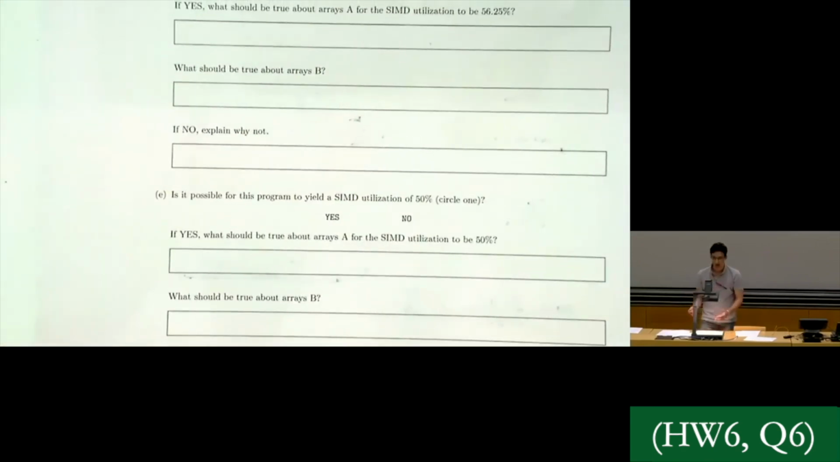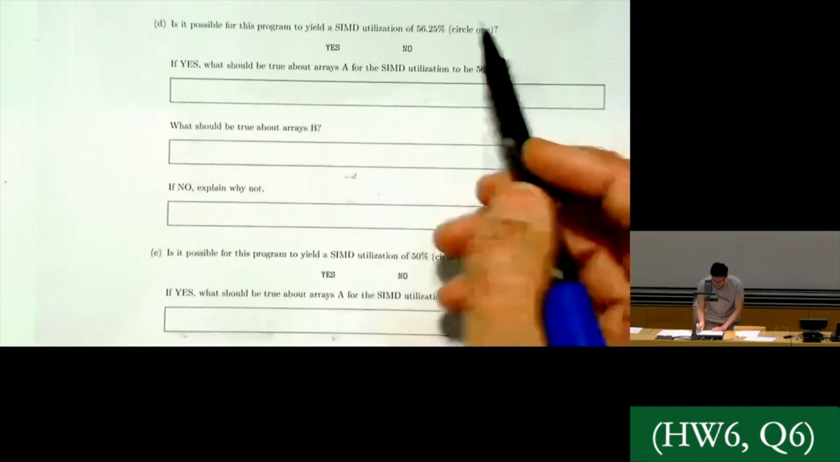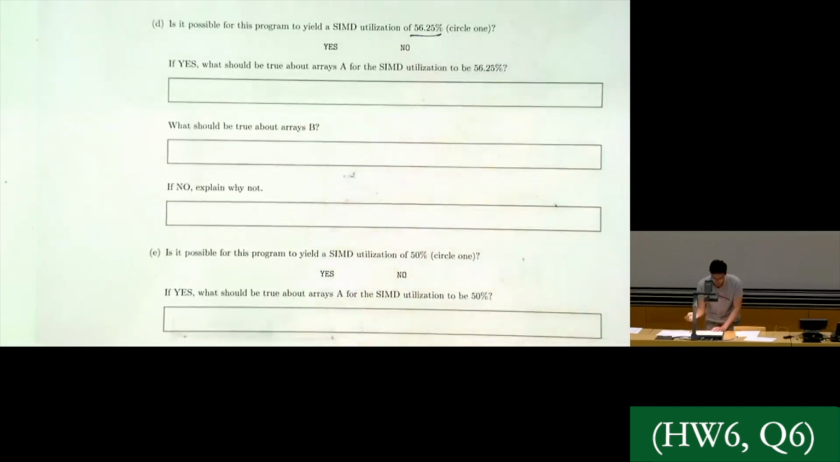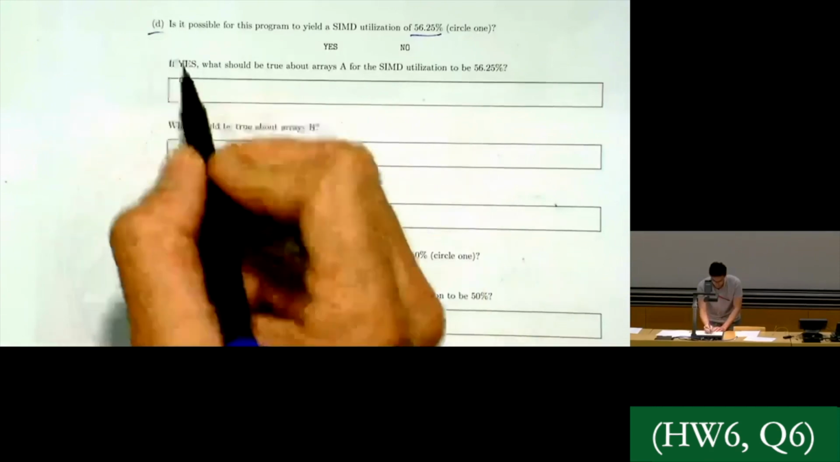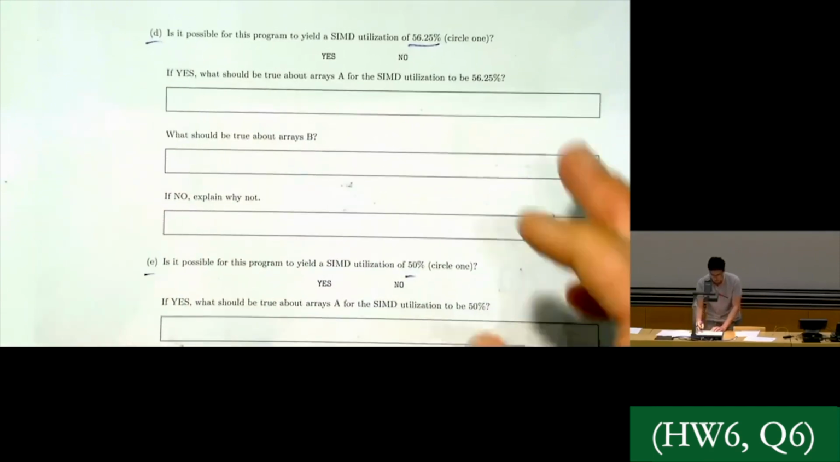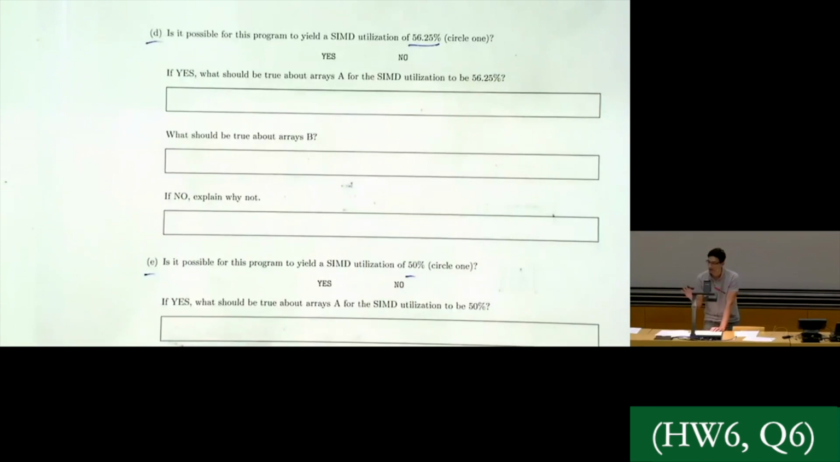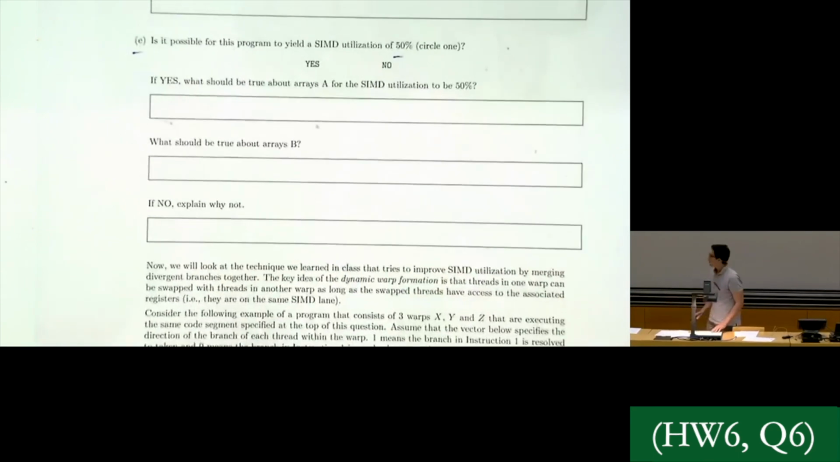The rest of the exercise is very similar. You already know how you have to reason about this exercise. Here there is a question, parts D and E are very similar questions, but the SIMD utilization percentage is different. You can reason in a similar way. And the very last part is actually quite easy.